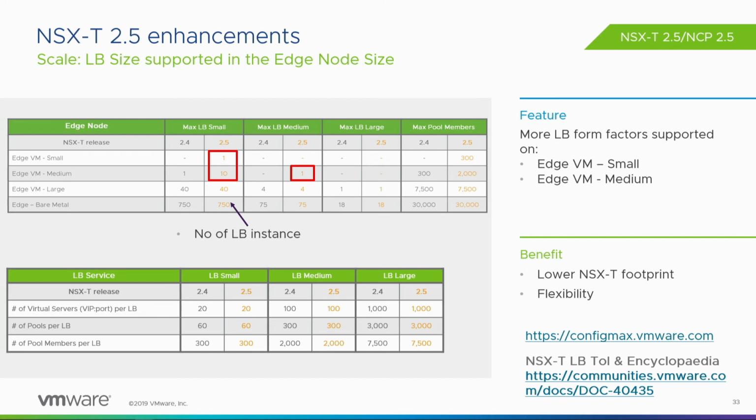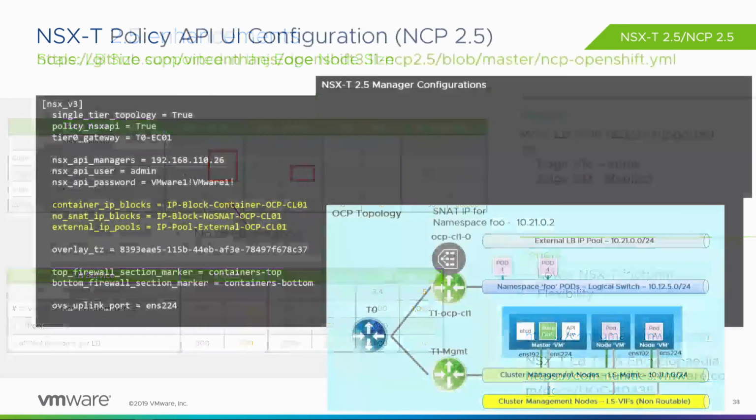If you want the full details, we have documented everything in the config max. You can find the links over here, and one of our TPMs, Dimitri, actually created an encyclopedia on the load balancer, as well as some of the TOI, transfer of information, on the scales and all this. You can find it on the NSX community website. I urge you to download it. The encyclopedia is over 200 pages. They basically tell you everything about the NSX-T load balancer. Highly recommend that you download it.